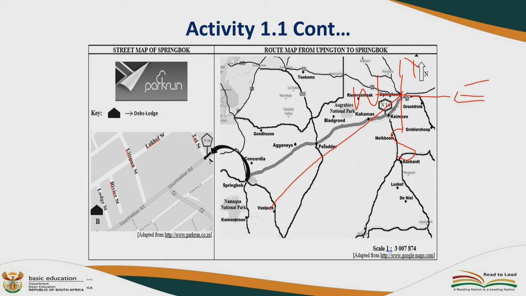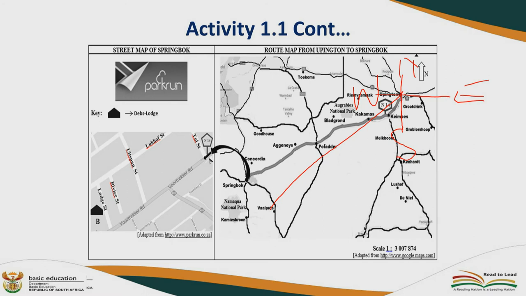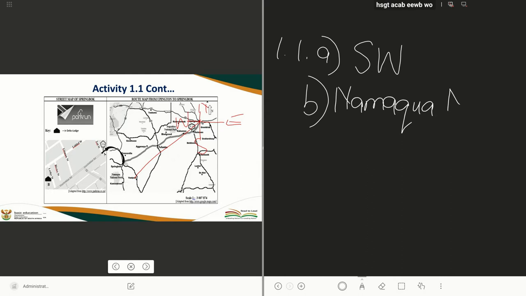Let's look at the second question. Write down the name of the national park that is close to Gamieskron. Let's go to Gamieskron. Looking at our map, there is Gamieskron. Can we see any national park there? We have the Vaalbergs, we have Namakwa National Park. That is the only national park that is around this area. So the correct answer there is Namakwa National Park.